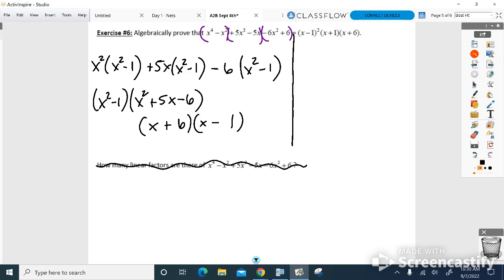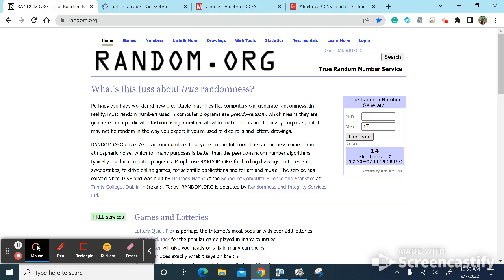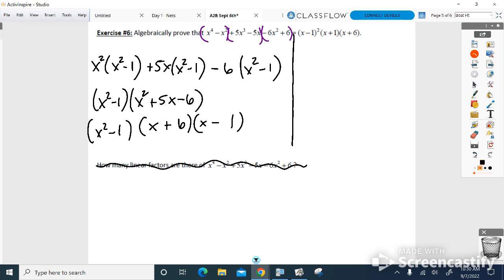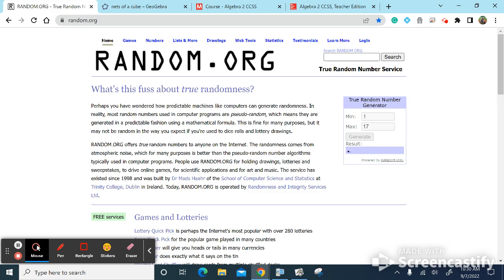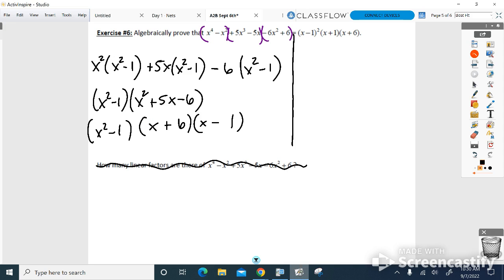Everyone good so far? That still doesn't look anything like the right side. I'll still leave it. You guys can do what you need to do there right away. But all right, what can I still do with the x squared minus 1? This is exactly how the generator works sometimes. X squared minus 1.